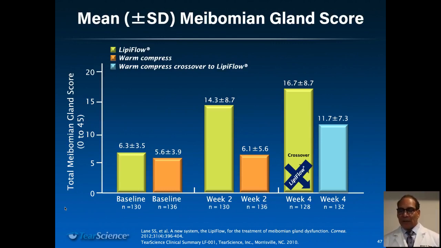After 2 weeks after the LipiFlow, the average gland count for the group that had the treatment went up to 14.3. So it more than doubled. So now there's a bunch more glands working. Whereas the group in the orange that did the warming mask for 2 weeks, their gland score only went up by about 10%. Okay? So it's something, but not near as dramatic as the group that had the LipiFlow.